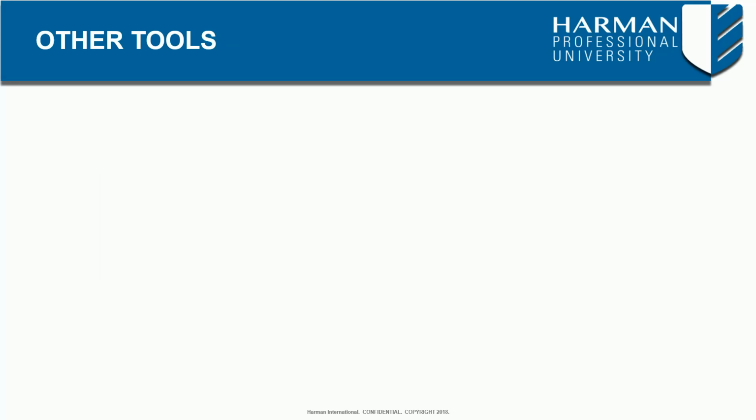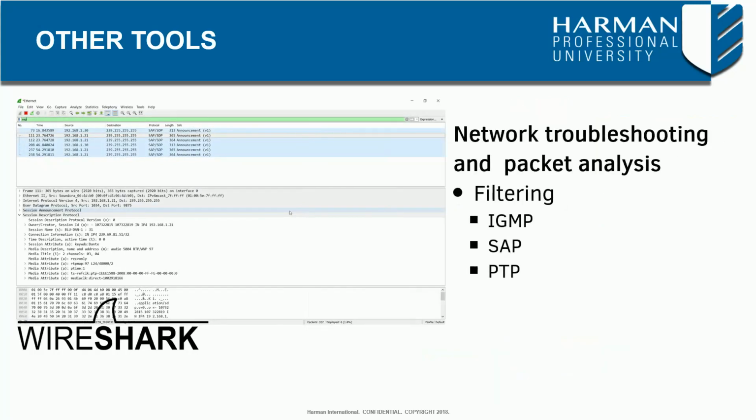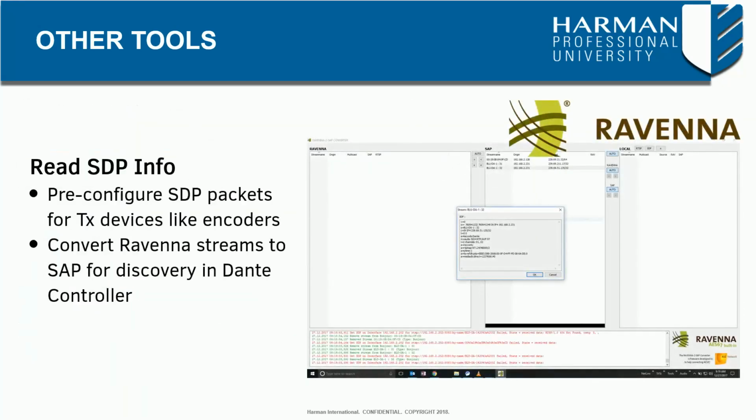A couple other helpful tools that can be used for troubleshooting are Wireshark and RAV2SAP. Wireshark can provide network troubleshooting and packet analysis, allowing for basic filtering of traffic and other protocols such as IGMP, SAP, and PTP. Ravenna's RAV2SAP application provides the ability to read the session description protocol information.